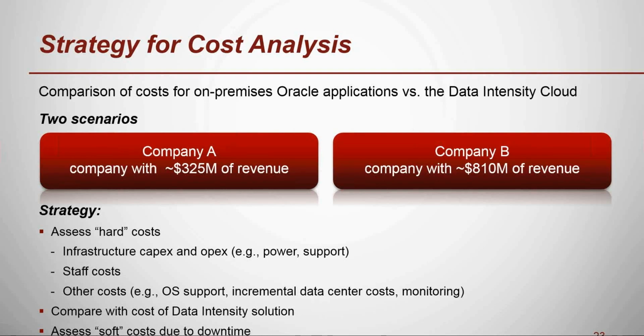So our strategy is to look at the hard costs, so the infrastructure, CapEx and OpEx, the staffing costs, some of which stay, some of which go in a managed cloud model. Others actually just get shifted around a little bit. And then some other costs, like cost of monitoring, incremental data center costs, et cetera. And then we look at soft costs due to things like downtime because of lack of expertise.